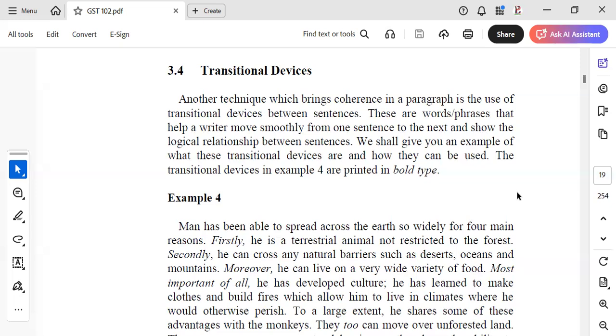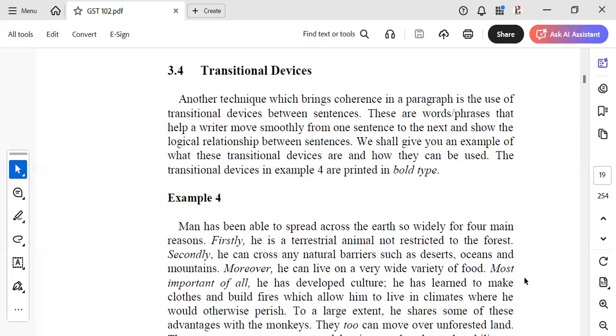You will need something to join them together so that one idea is not isolated from the other. That is the use of transitional devices. Another technique which brings coherence in a paragraph is the use of transitional devices between sentences. These are words or phrases that help a writer move smoothly from one sentence to the next and show the logical relationship between sentences. We shall give you an example of what these transitional devices are and how they can be used.